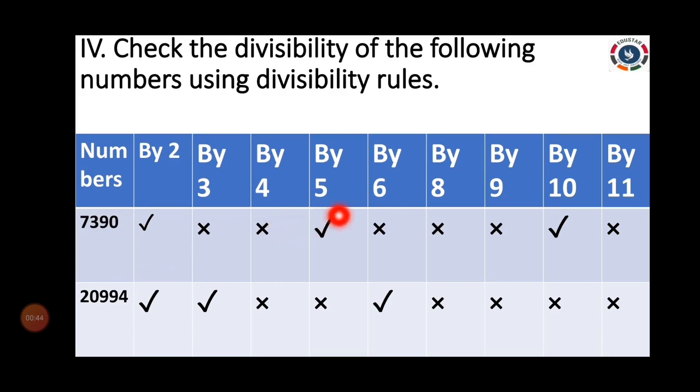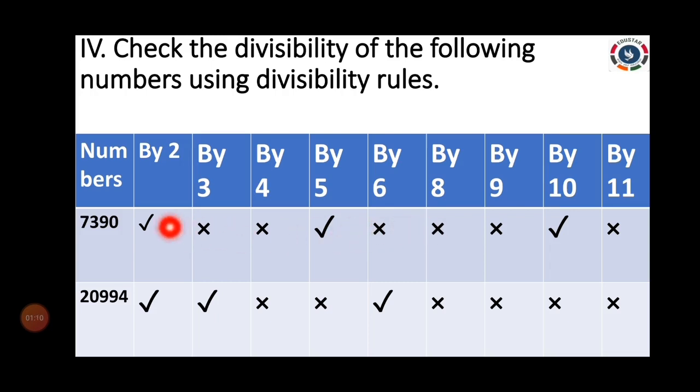Rule 5, 0 or 5 in the ones place. So we have 0 there, so it is divisible by 5. So put tick. And rule 6, if 2 and 3 both are possible, then 6 is also possible. But 2 alone divides the value, 3 does not divide the value. So 6 also is not possible. So it is not divisible by 6.